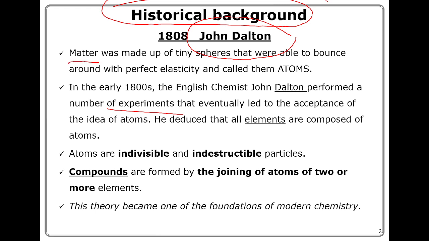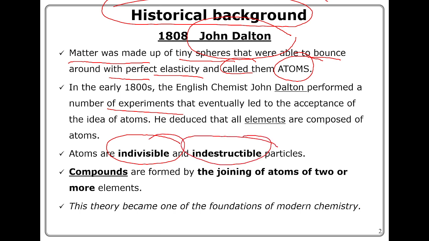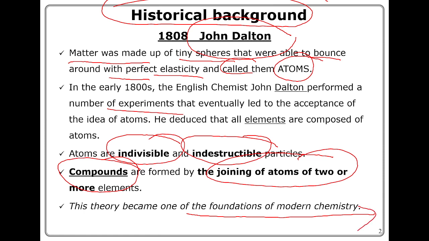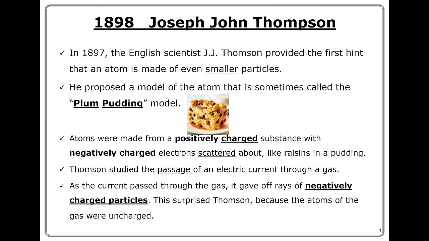He said matter is made up of tiny spheres that are able to bounce perfectly, elastically, and they are basically called atoms. And one of his key principles is that an atom is indivisible and indestructible. So it's the smallest part of matter that cannot be divided further or destroyed. Then a compound is any substance that is formed by joining two atoms. So one key principle that we learn from Dalton is that he created the foundation of modern chemistry as we understand it today.